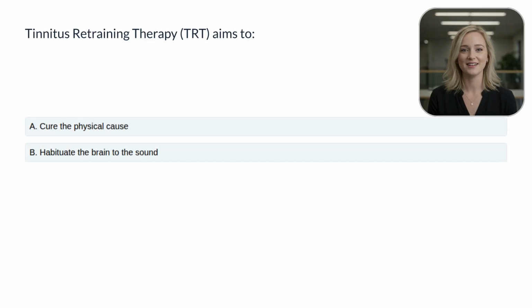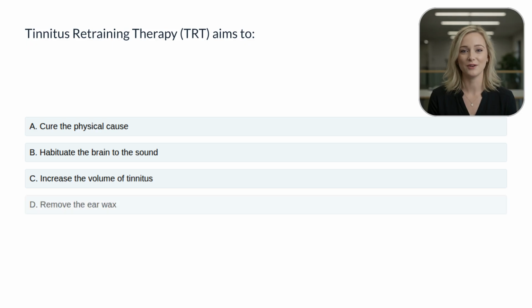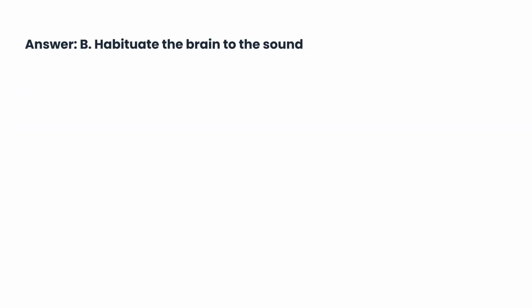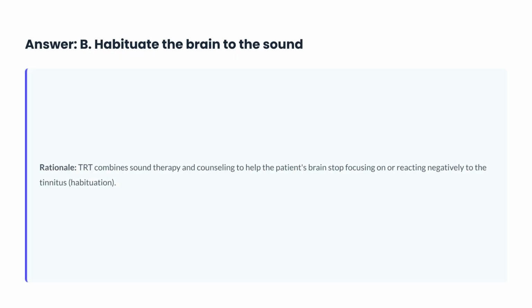Tinnitus retraining therapy, TRT, aims to A, cure the physical cause, B, habituate the brain to the sound, C, increase the volume of tinnitus, or D, remove the earwax? The goal of TRT is B, habituate the brain to the sound. TRT uses sound therapy and counseling to help the patient's brain stop focusing on or reacting negatively to the tinnitus, a process known as habituation.